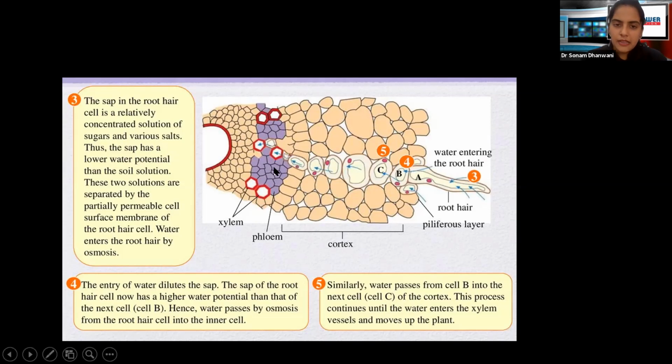तो एक बार पानी xylem vessel में पहुंच गया, then from xylem vessel there are all the other different forces that we have studied that are going to help drive the ascent of sap. Okay guys, are we clear with this entry of water thing?